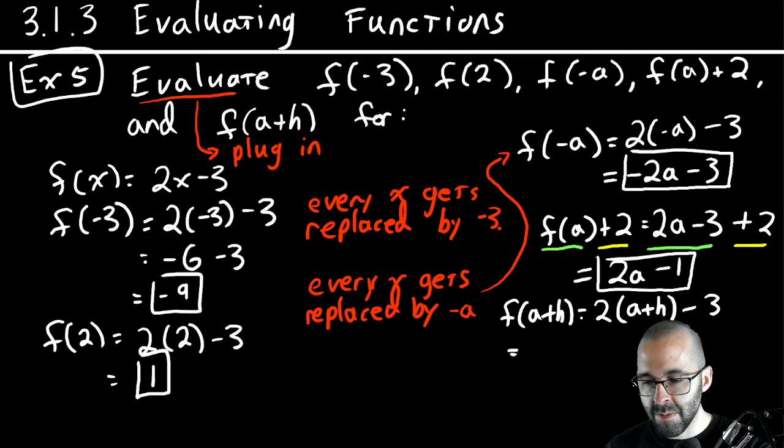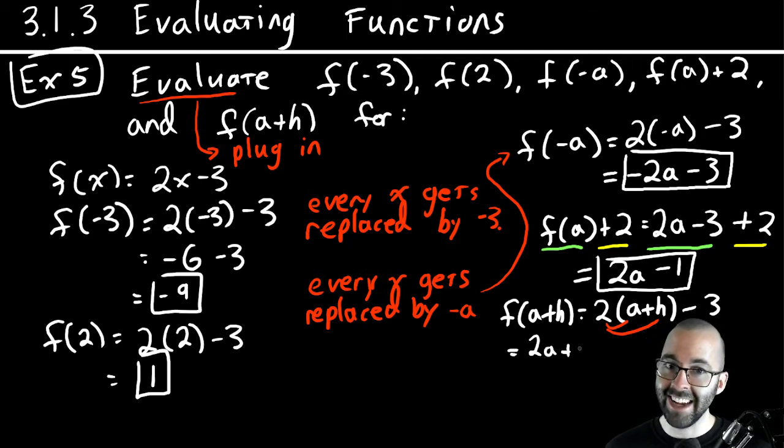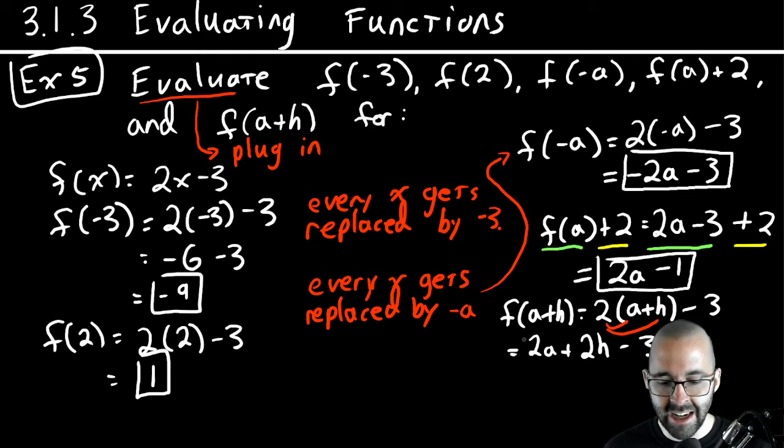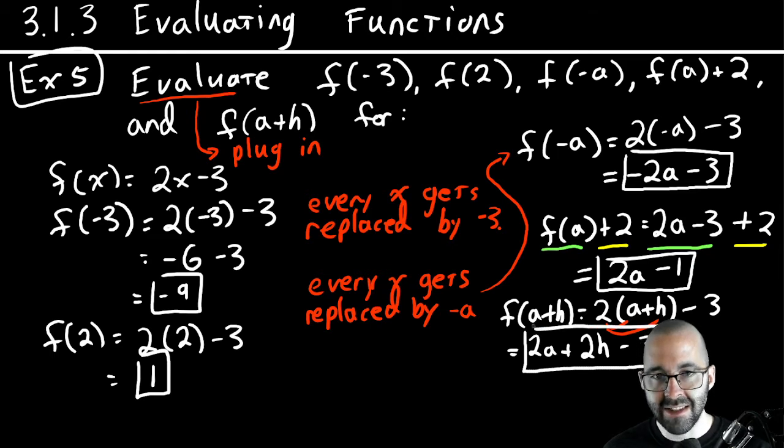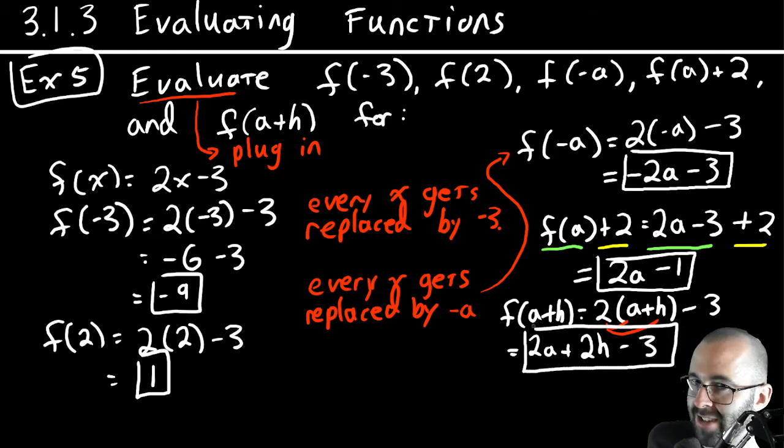This time we simplify by distributing. Distribute that 2. 2 times a is 2a. 2 times h is 2h. And we have the minus 3, and these aren't like terms. So that is as simplified as it gets. I'll get my head out of the way. And there you go.